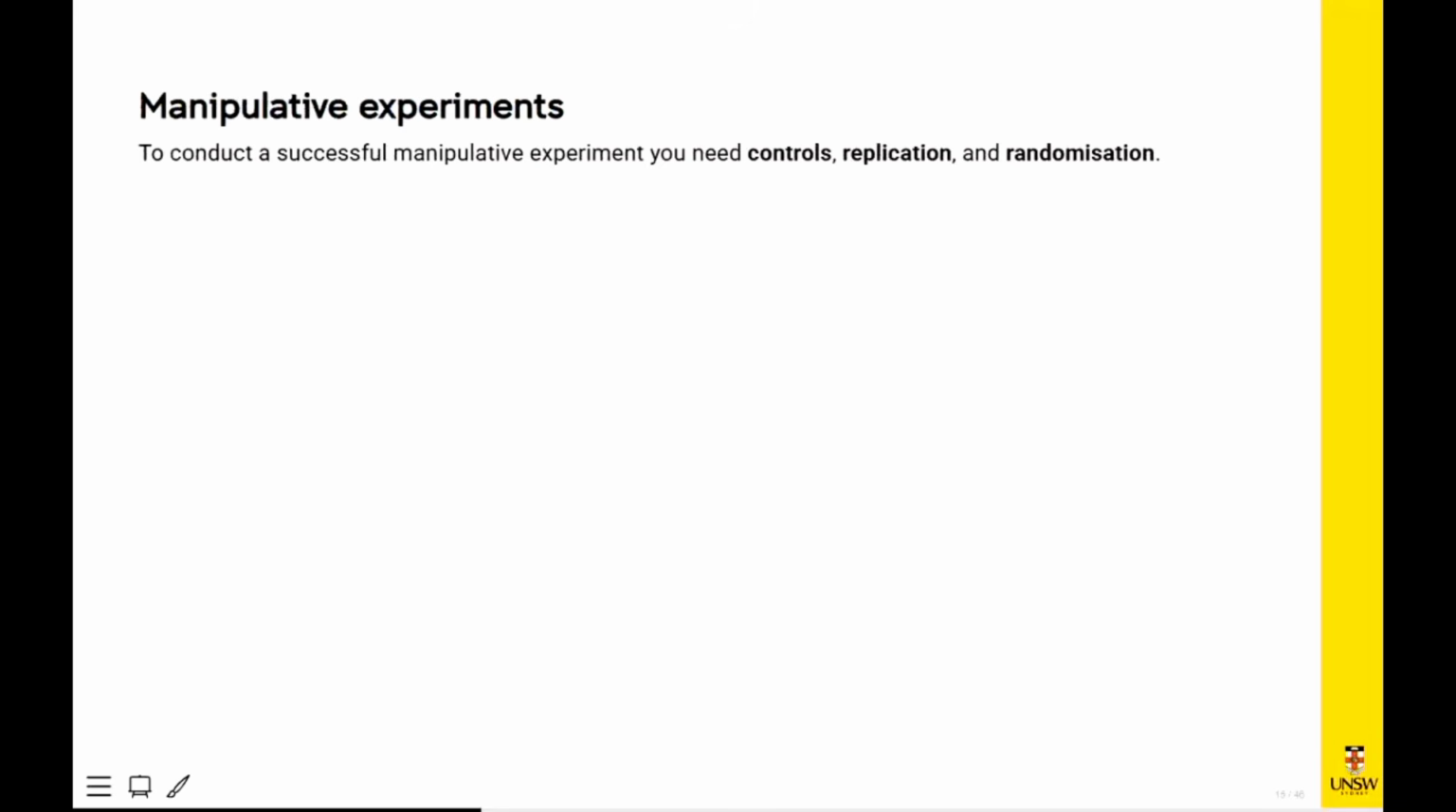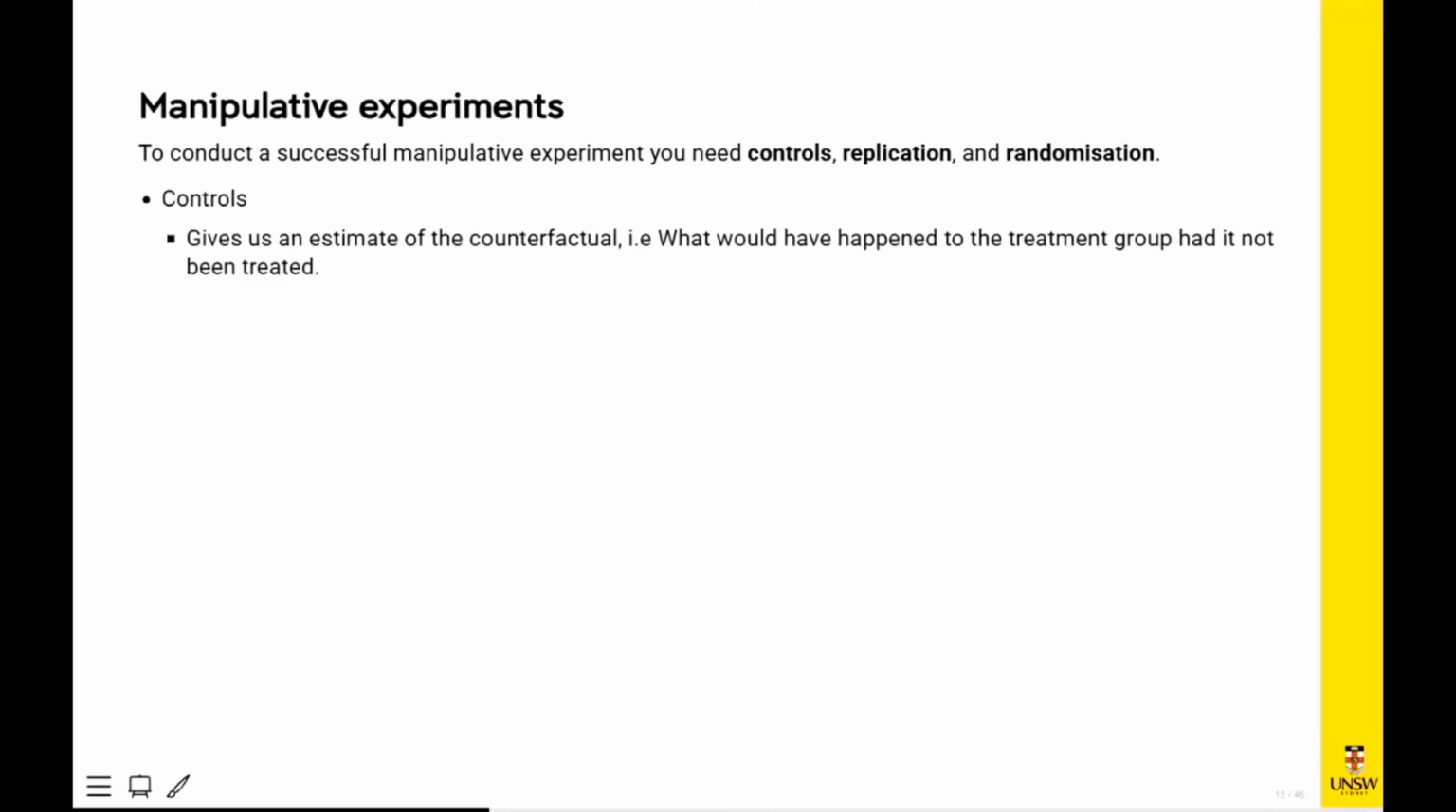Okay, so let's talk a little bit about some manipulative experiments, things to think about. To conduct a successful manipulative experiment, you need controls, replication, and randomization. These are some things that are really important for a successful experiment. So what are controls?